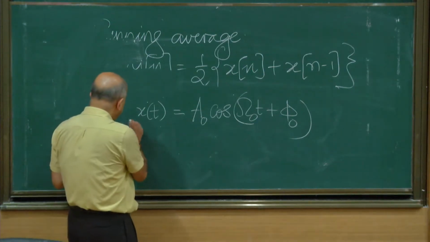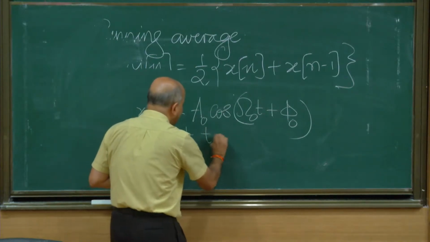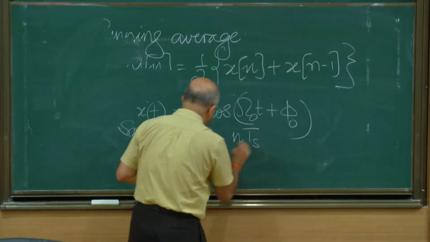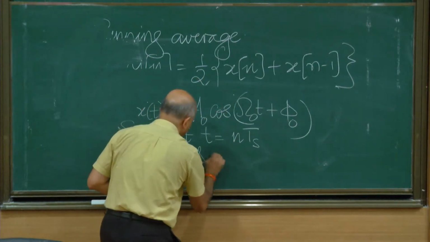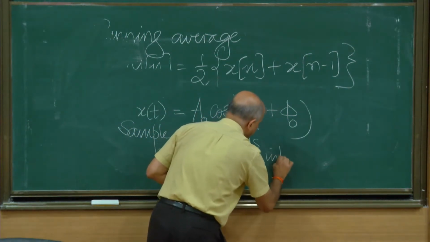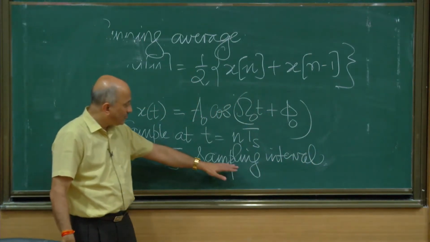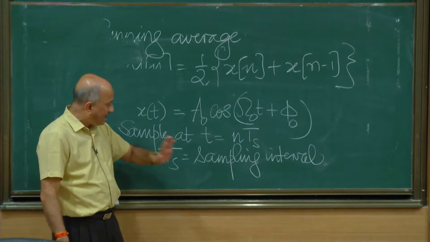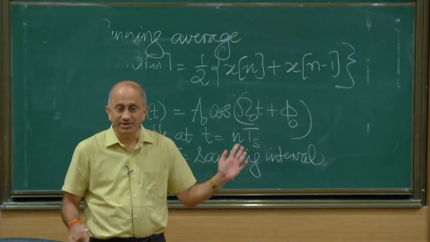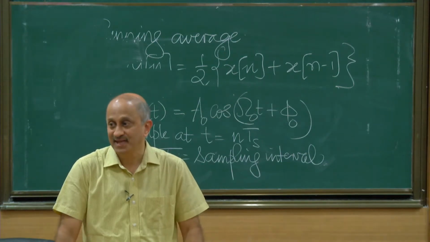Now let us sample it at t equal to n Ts, where Ts is the sampling interval. If you're talking about audio, what would Ts be? What is a good value for Ts?